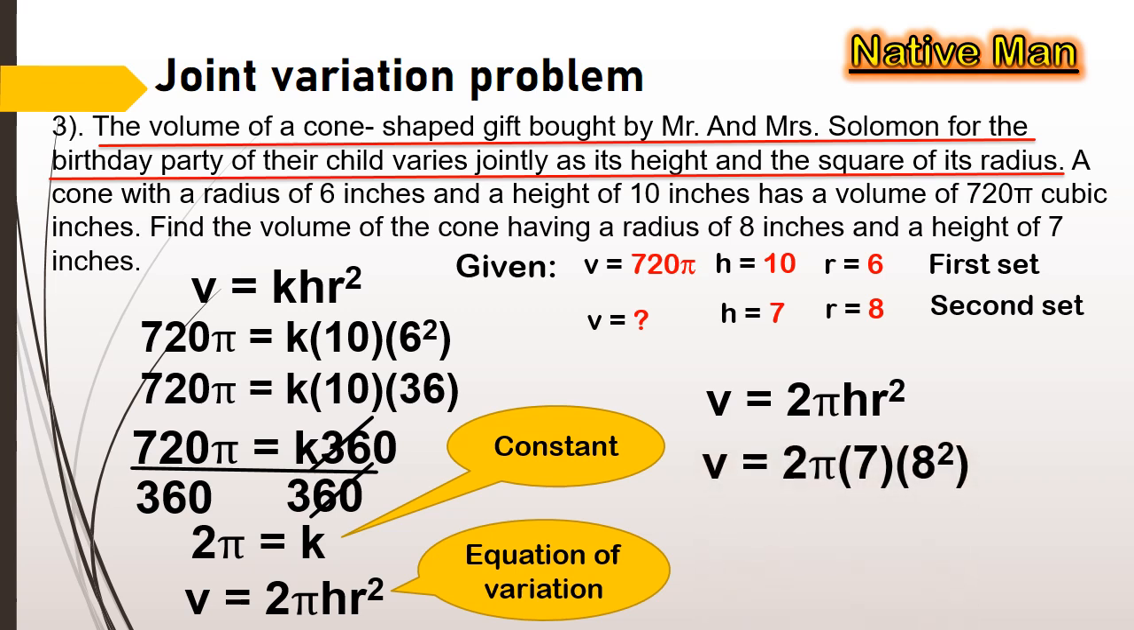Substitute natin, V is equal to 2 pi times h, second set is 7, and then r is 8. So, 8 square. Unang sisimplify natin yung 8 square will become 8 times 8 is 64. So, V is equal to 2 pi times 7 times 64. So, 2 times 7 times 64 will become 896 pi.